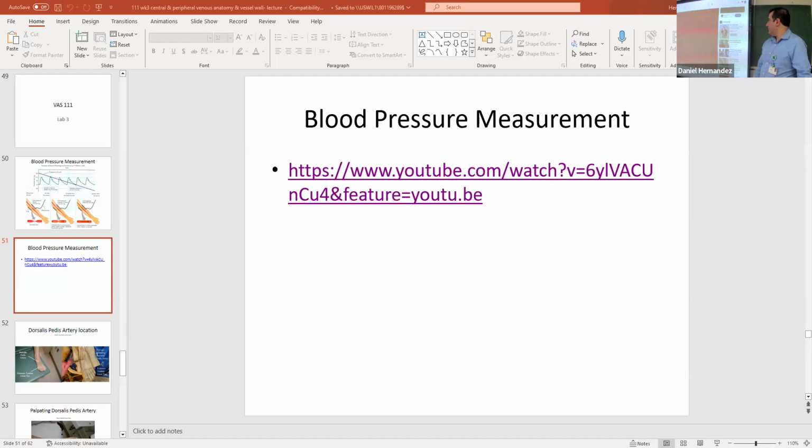Listen carefully. The first carotid cough sound is the systolic blood pressure, and the disappearance of the last is the diastolic blood pressure. The more you practice taking blood pressure, the easier it will be and more confident you will become in this skill.